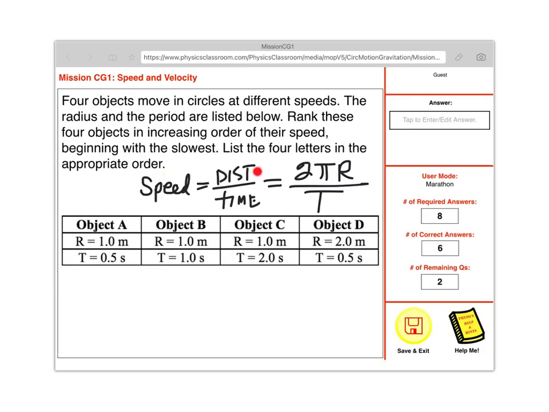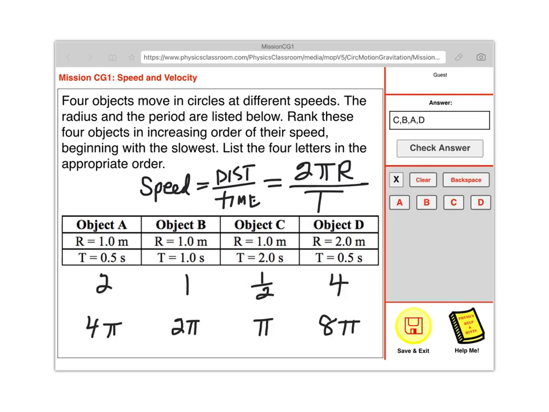So speed is distance over time, and for an object moving at a constant speed in a circle, the circumference of the circle will be the distance in what's called the period. We use a capital T because it's a special time for one cycle or one circle. So you can use that information to calculate these velocities. Do that and then come back.